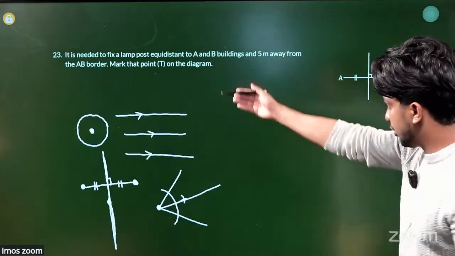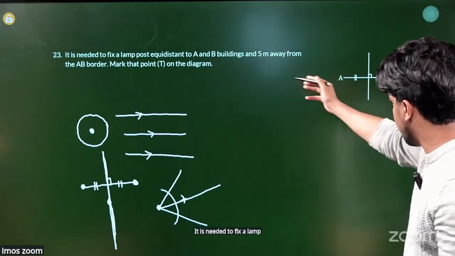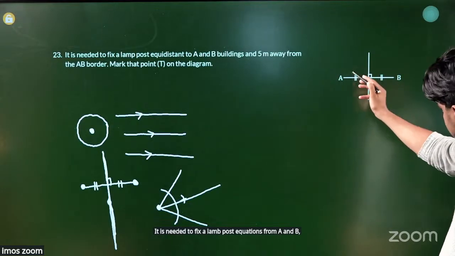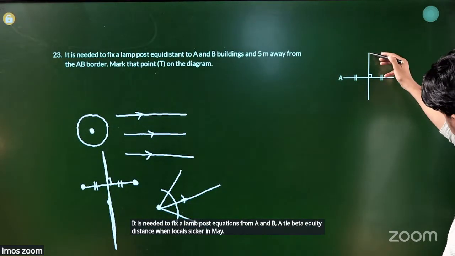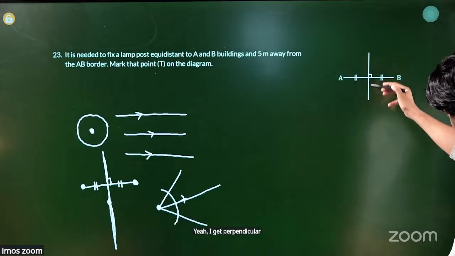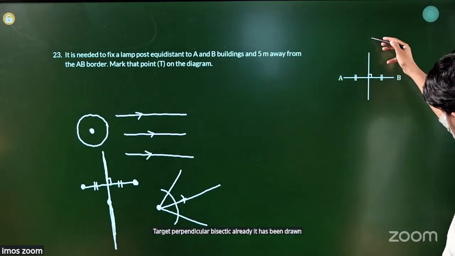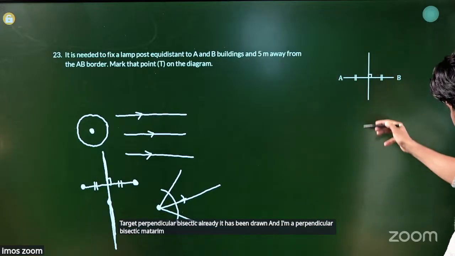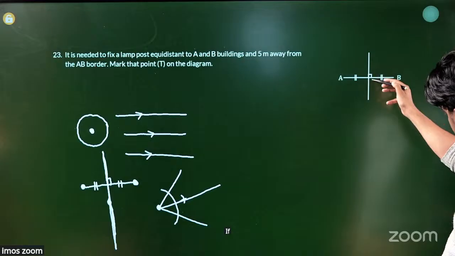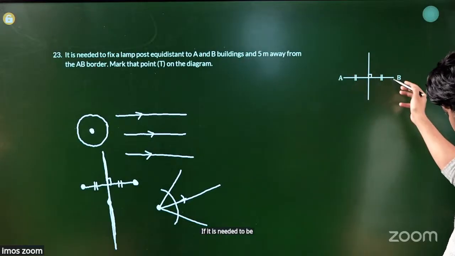Then it is needed to fix a lamp post equidistance from A and B. Already it has been drawn. The lamp post must be on this perpendicular bisector if it is needed to be equidistance from A and B.